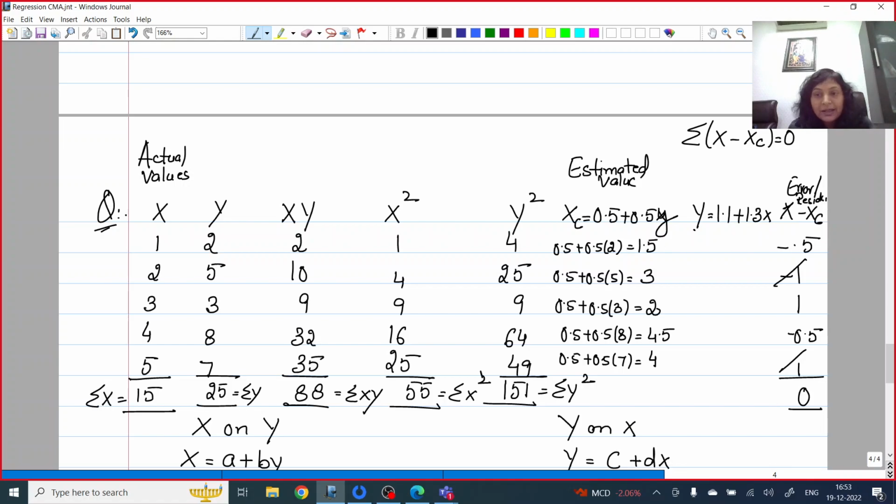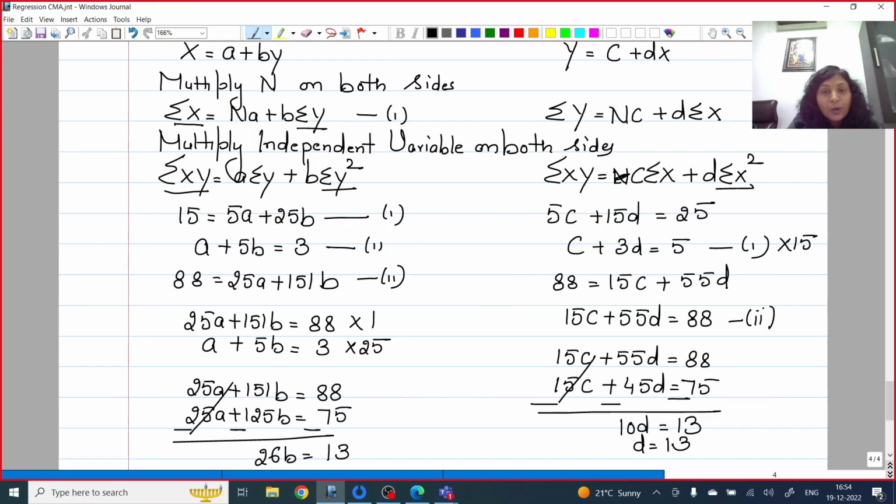Similarly, you can compute the y values by putting the value of x. So if I put x equals to 1, this becomes 2.4. If we put x equals to 2, 2.6 plus 1.1, that becomes 3.7. If I say x equals to 3, 3.9 plus 1.1, that becomes 5. So 4.3, 5.2 plus 1.3, 6.3, and 6.5 plus 1.1, 7.6. This is the estimated value of y. So I hope this first method is clear to you. This is called least square method.